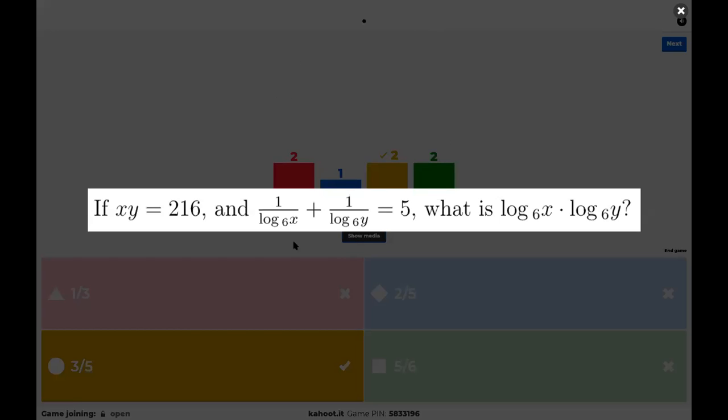Okay, so this one you can add these two together, and that gives you log. Sorry, I don't have my tablet today. But the common denominator will be this. And then on the top, you have log base 6 xy, and if it's 216, then it's 3. So then you can solve for log 6x times log 6y. And Kevin also has a solution in the chat.